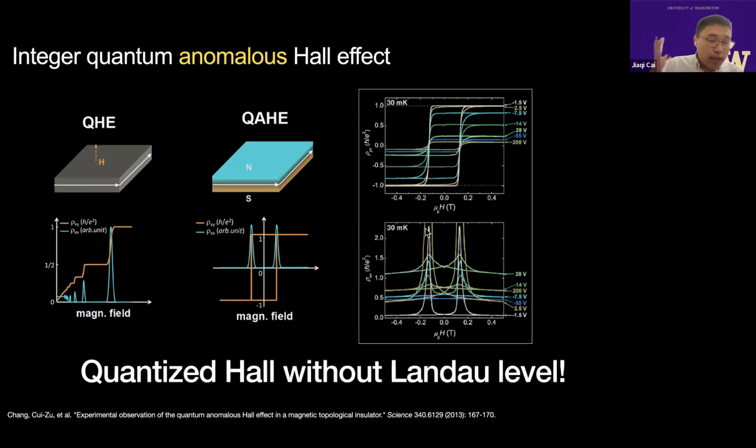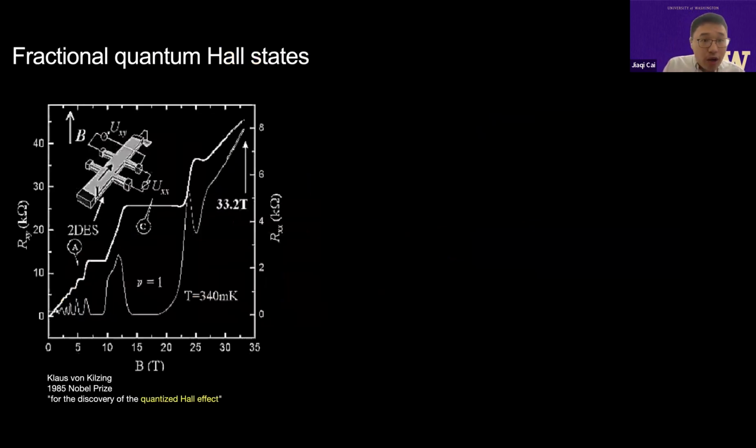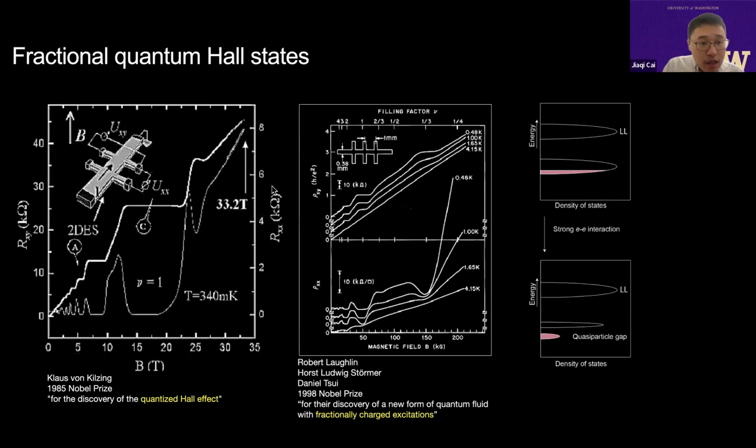Okay, so actually we can now achieve this quantized Hall effect even without Landau level. The question is now that the story is actually beyond this integer quantum Hall effect, the so-called fractional quantum Hall effect. Fractional quantum Hall states is actually when you put an even higher magnetic field and with a higher device quality, basically a quenching of some specific disorder.